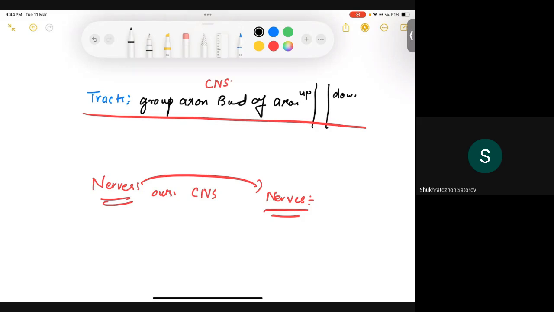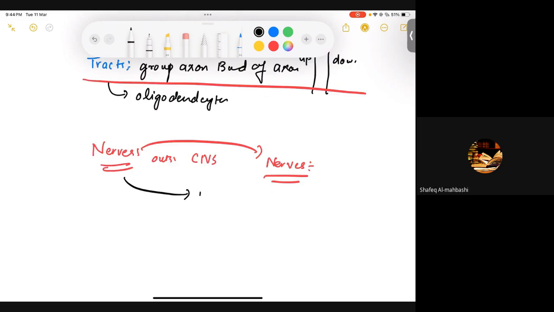One of the differentiating features of tracts and nerves is that tracts are myelinated by oligodendrocytes. Is that clear? And nerves are myelinated by Schwann cells. Tracts, guys, are myelinated by what? Oligodendrocytes, right? Tracts, or bundles of axons present in your central nervous system, are myelinated by oligodendrocytes, and bundles of axons present outside your central nervous system are myelinated by Schwann cells. Is that clear?